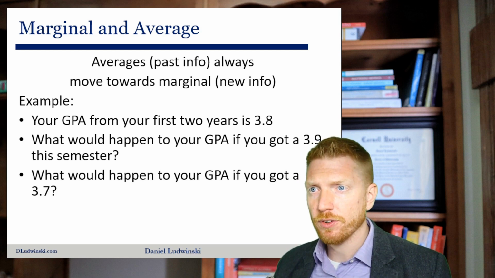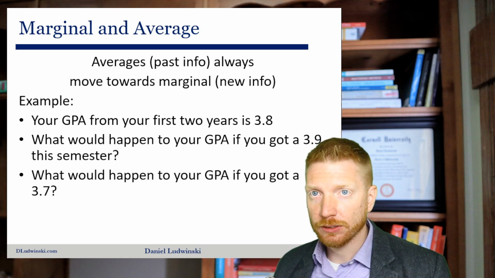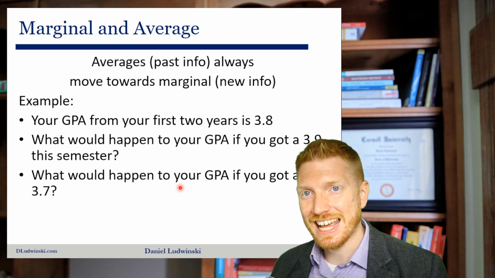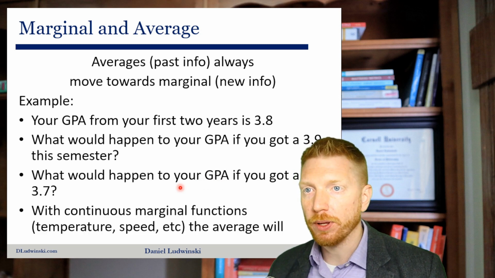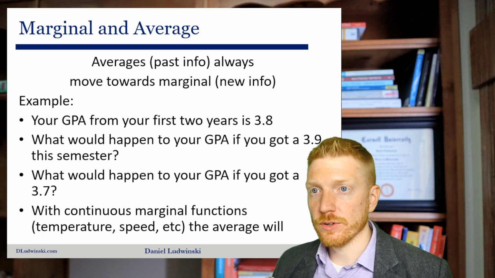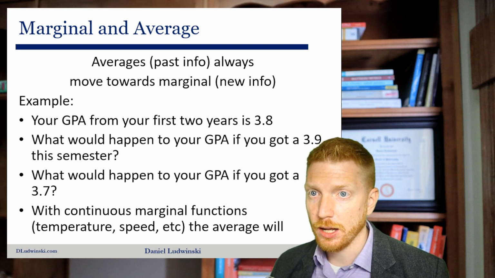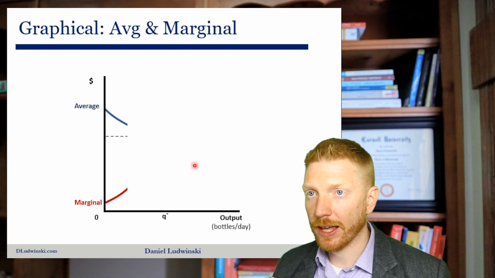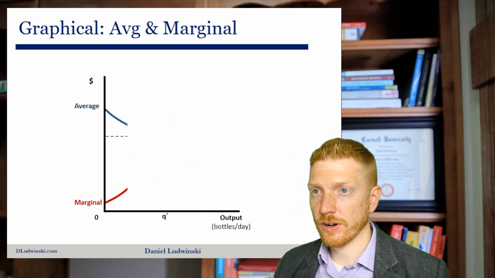So what would happen if your GPA was 3.7 for your most recent semester? That would be pulling your GPA down. Averages would be moving towards marginals. With continuous functions, the average actually will cross the marginal at the max or min. So here's a graphical example.